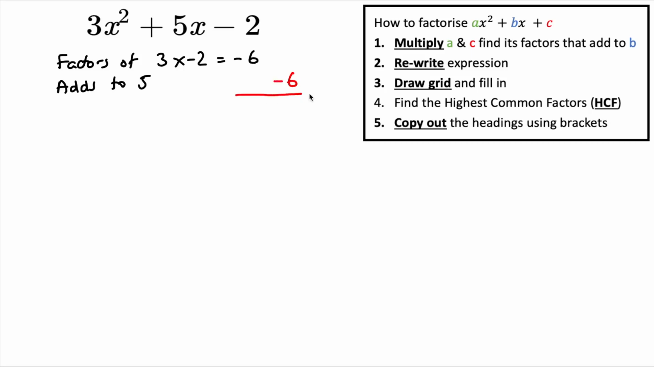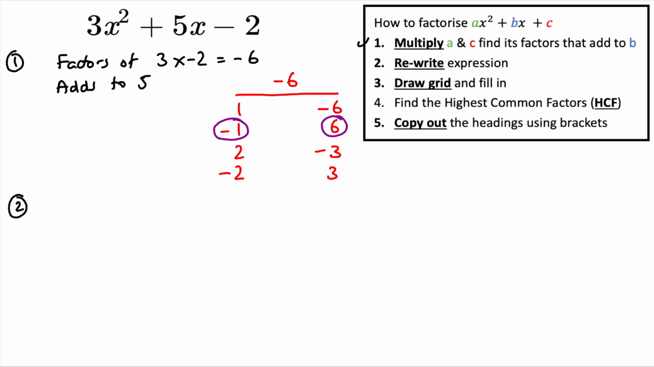Negative 6. Well, that could be 1 and negative 6, negative 1 and 6. I'm going to go up now to 2 and negative 3, negative 2 and positive 3. I need to find the ones that add together to give me 5, and I can see that's going to be negative 1 and 6 there. We've now done step number 1.